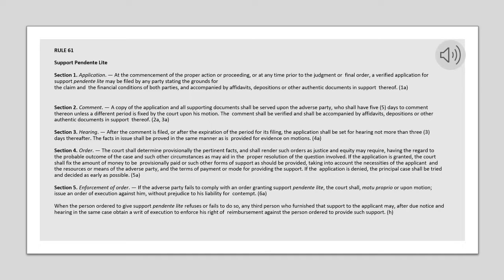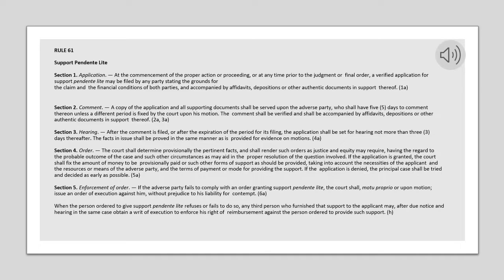1a. Section 2. Comment. A copy of the application and all supporting documents shall be served upon the adverse party, who shall have 5 days to comment thereon unless a different period is fixed by the court upon his motion. The comment shall be verified and shall be accompanied by affidavits, depositions, or other authentic documents in support thereof.